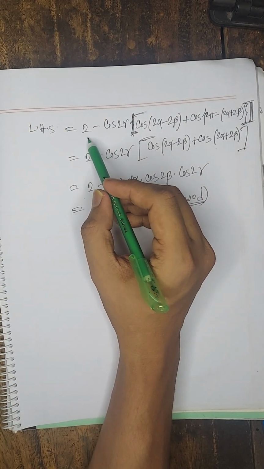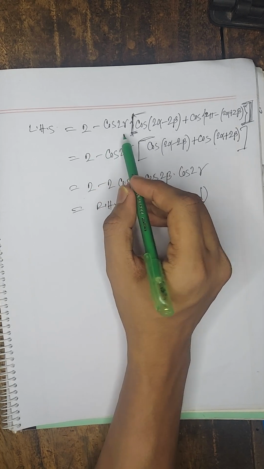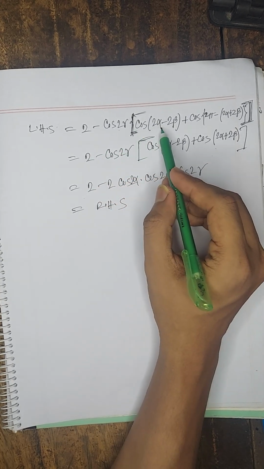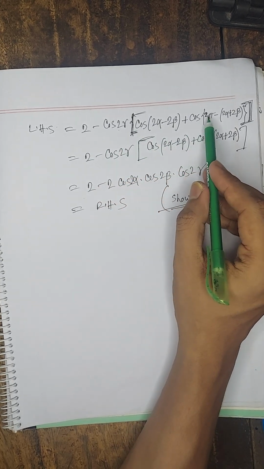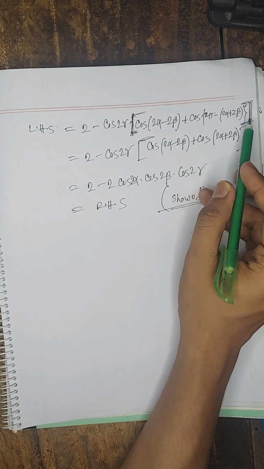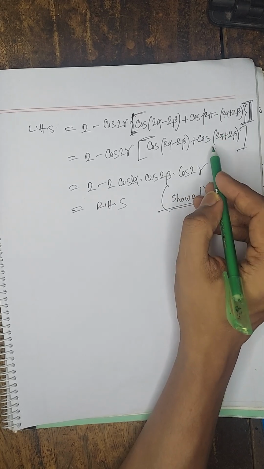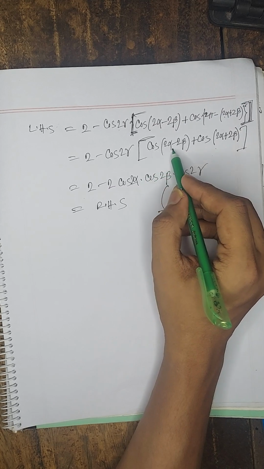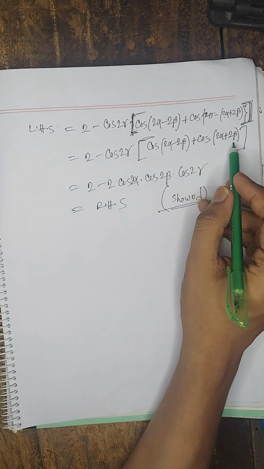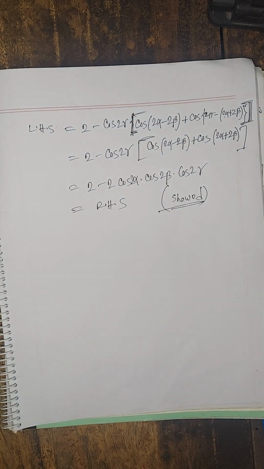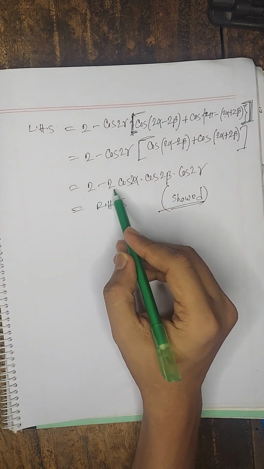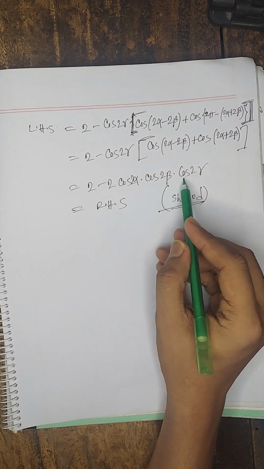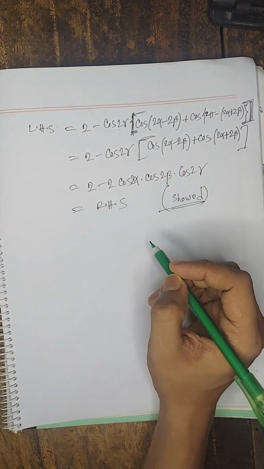Then in the left hand side we get 2 minus cos twice gamma times cos twice alpha minus twice beta plus cos 2 pi minus 2 alpha plus twice beta, then we get cos twice gamma times cos twice alpha minus twice beta plus cos twice alpha plus twice beta, then we get 2 minus 2 cos twice alpha cos twice beta cos twice gamma, and this is our right hand side.